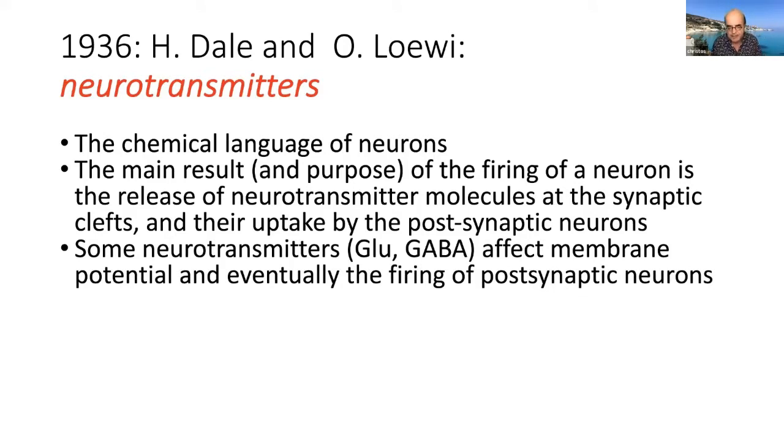Some neurotransmitters like GLU and GABA affect the membrane potential and eventually the firing of postsynaptic neurons. This is what we knew about firing, right? If too many neurons fire, then I may fire. And this is part of the story. So this is the story with GLU and GABA, and a few other such transmitters.